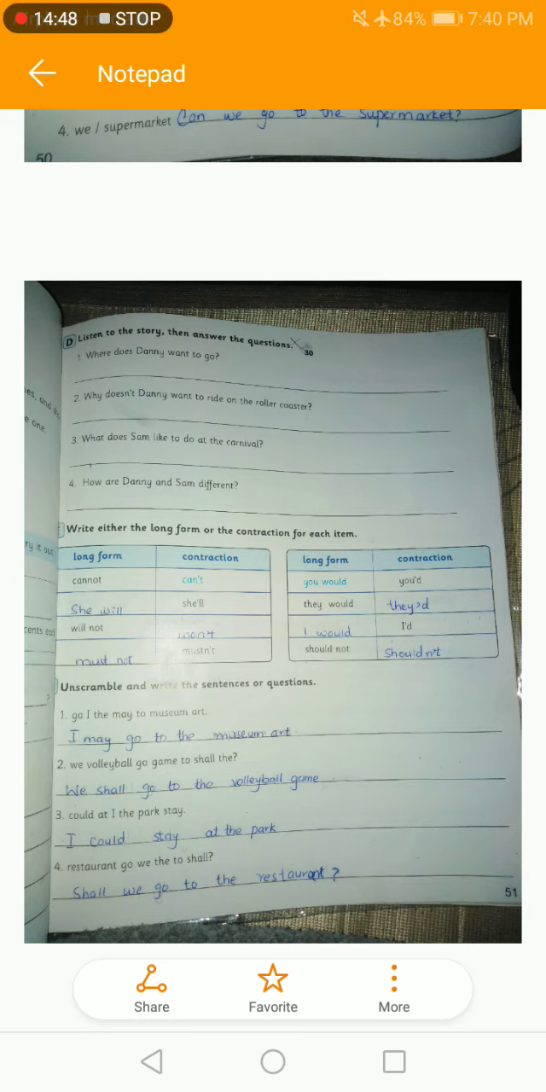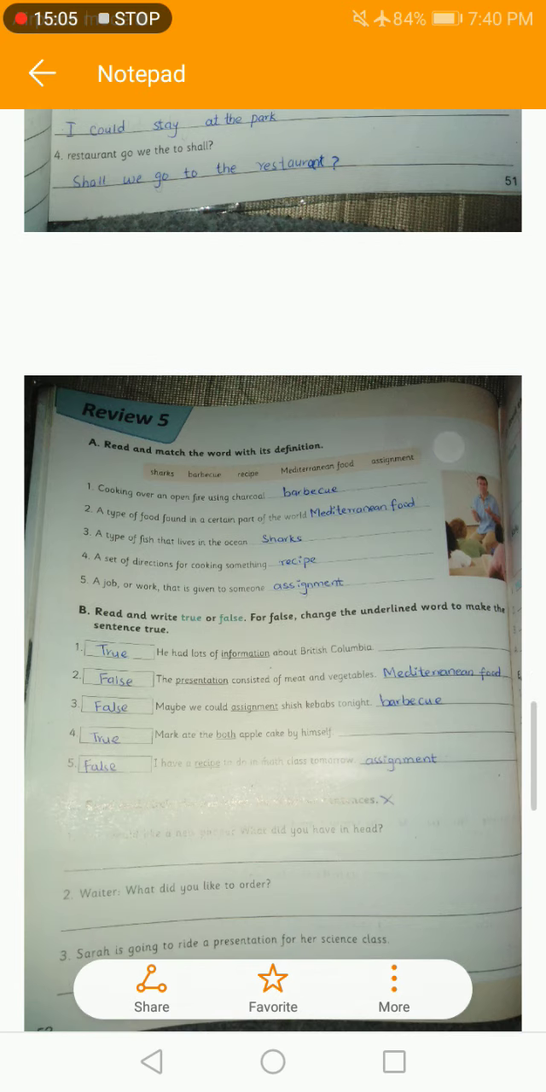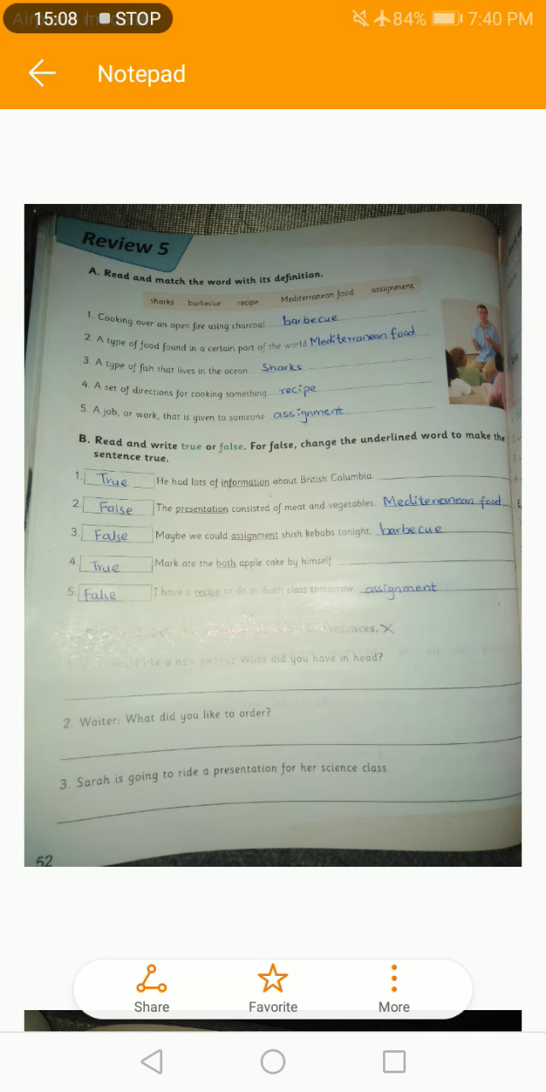Then we have the fourth one, restaurant go we the to shall. It means, shall we go to the restaurant? So this is all in page 51. Then we have page 52, review of unit 5. We have exercise A, B and C, where C is not included in your syllabus, so you have to cross C and you have to look at A and B.